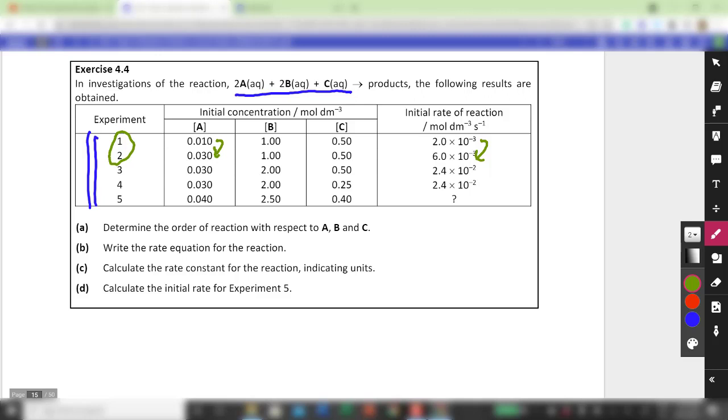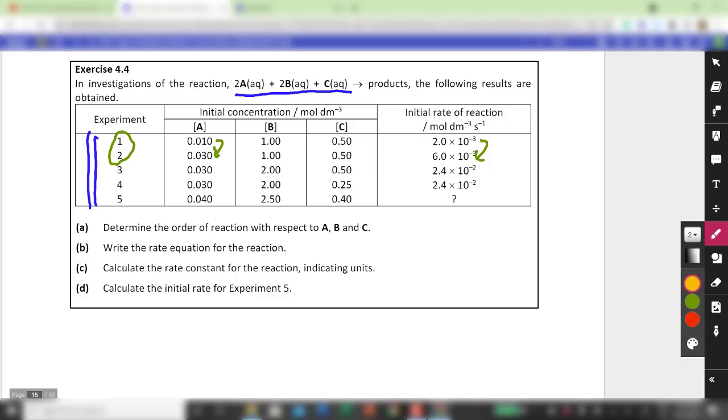Okay, so this is what we call an inspection method. You just plug in some numbers and then you notice a trend. After you notice the trend, then you can say something about it, and after you say something about it, then conclude about the order. Okay, so let's try again. Let's try maybe this time around we do 3 and 4.